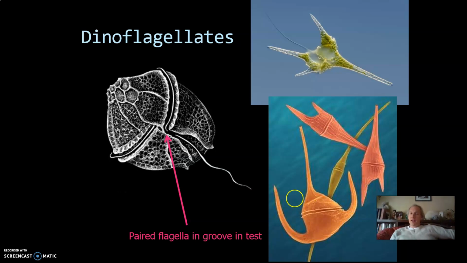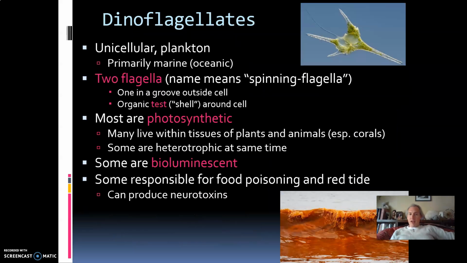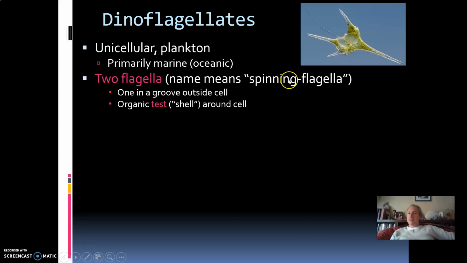But when they're moving, because they have two different flagella, imagine a bird trying to fly with a long wing and a short wing, they're going to spin. So the word dino here is the same root as dynamite, meaning to explode, to spin, literally. If you see these alive, they're spinning because of these offset flagellae that move them around. That's technically the etymology. It means spinning flagellae, not two, although they do have two flagellae.